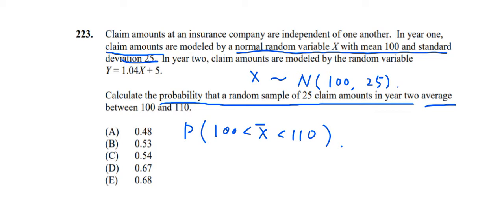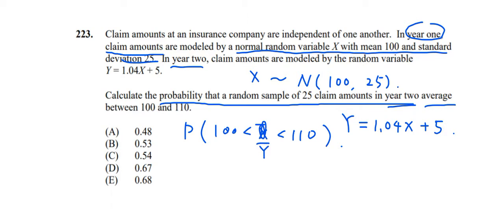Oh, okay, this is in year 1. Then in year 2, y equals 1.04x plus 5. So this is the average of 25 claims in year 2, so this is y. Actually, this is y bar. Yeah, so y bar.